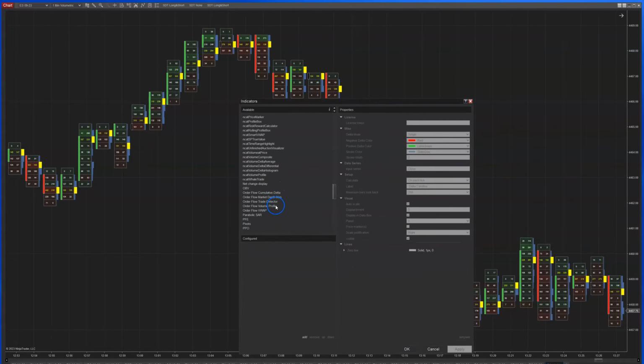I don't use any of these actually, but the market depth, as far as I know, and again, if I'm wrong, just mention it in the comments, I believe it's one of those tools where you have to have the software running.